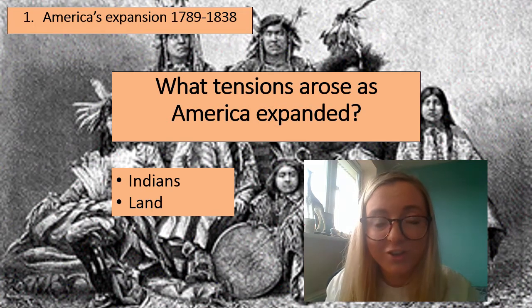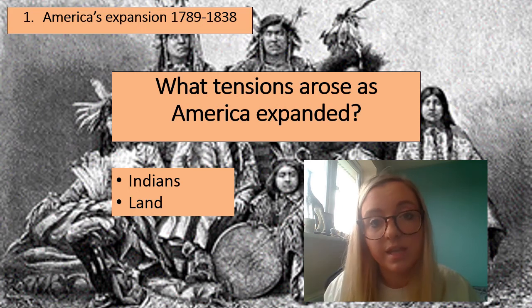Well done on your effort on this topic so far, on what tensions arose as America expanded between 1789 and 1838. We have found out that the tensions that arose were between Indians and white Americans over the expansion of settlers into the West, and we've also found out that there was tension between white Americans themselves over buying up tracts of land, squatters and land speculators. The next video is about why slavery expanded.